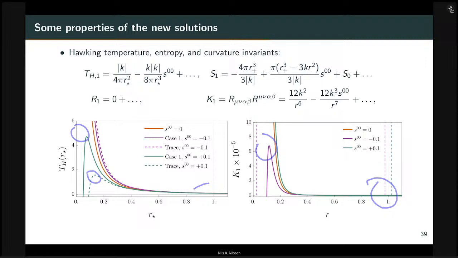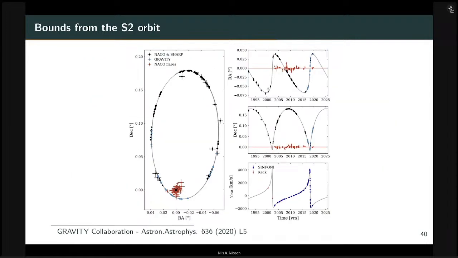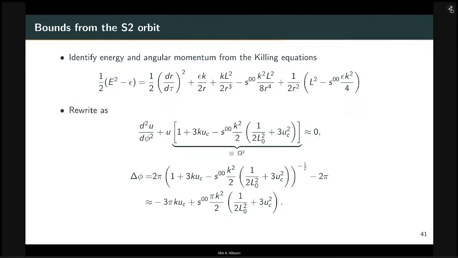So, as a final thing, we also tried to get some constraints on this S00 for exactly this case. And so we used some data from S2 from the GRAVITY collaboration, and S2 is the star orbiting closest to Sagittarius A star. We've been observing it since I think 1990, and it follows this very nice ellipse. And I'll just skip straight to the result. This is just the damped harmonic oscillator and so on.